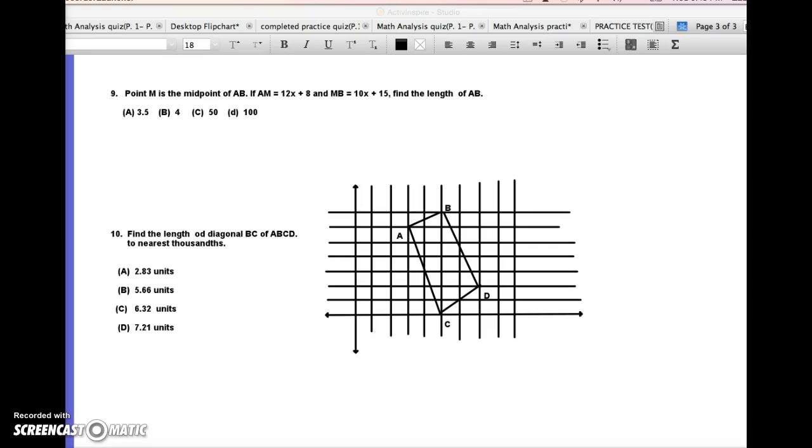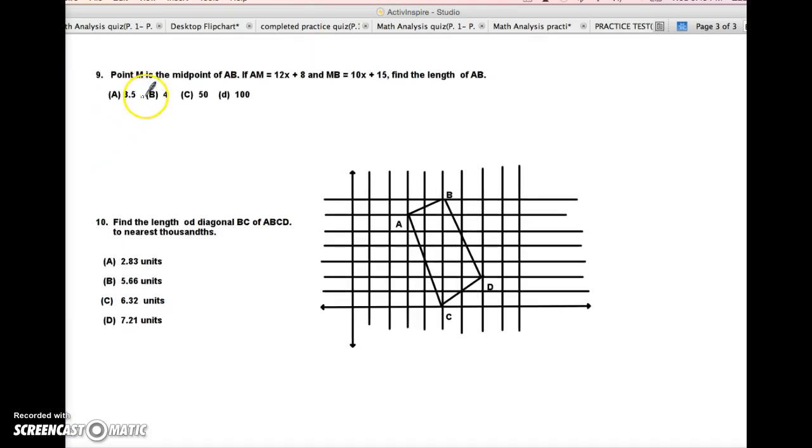Hello again, geometry students. This is the wrap up for the practice test, just number 9 and number 10. So here we go. Number 9 is before us.